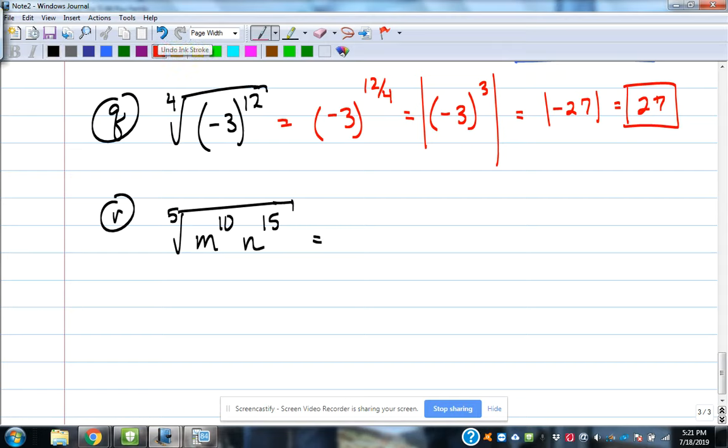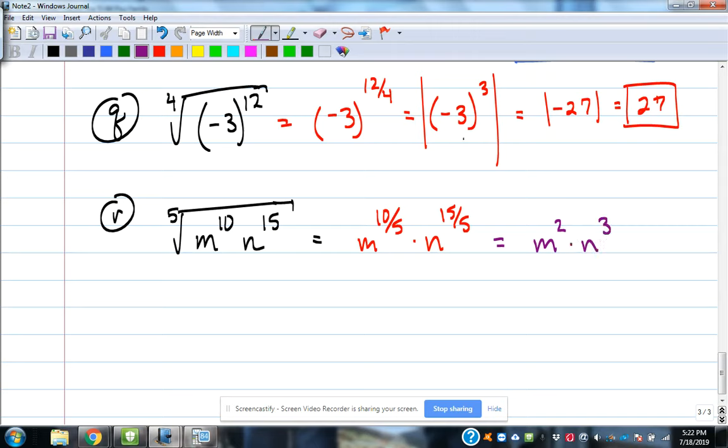Again, you just convert: m to the 10 over 5, n to the 15 over 5. The index becomes the denominator, and then simplify if possible. If it doesn't simplify out, then just leave it as the fraction. Just reduce your fraction as much as you can. So here, 10 over 5 works out to be m squared. 15 over 5 is 3.